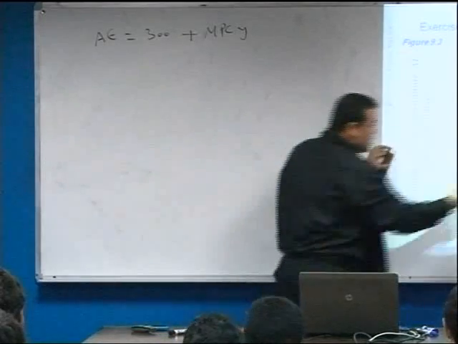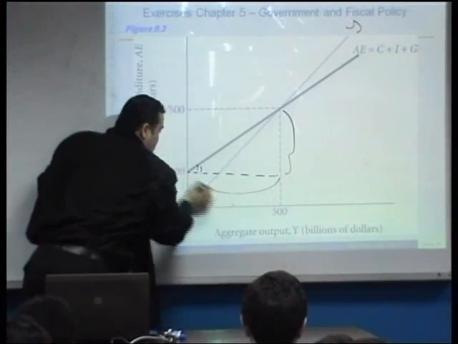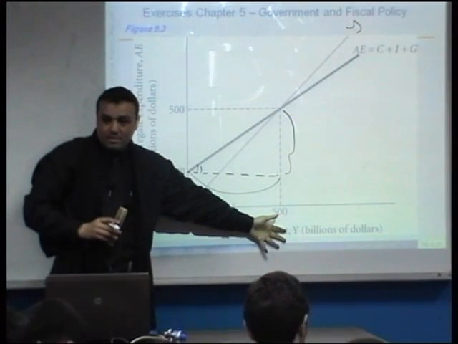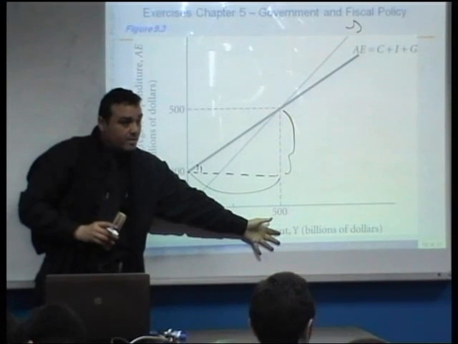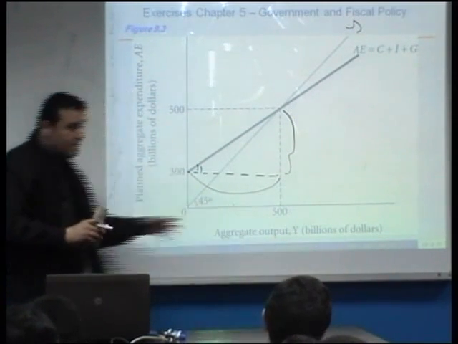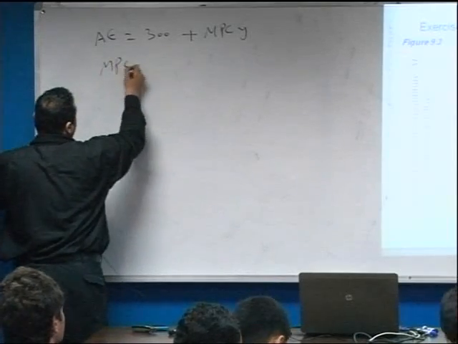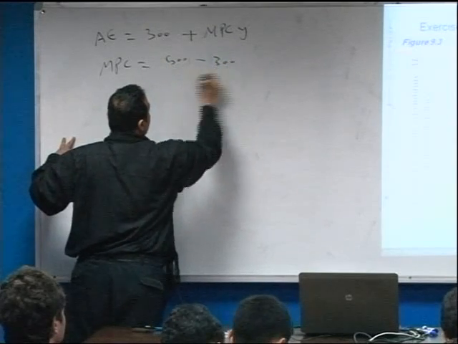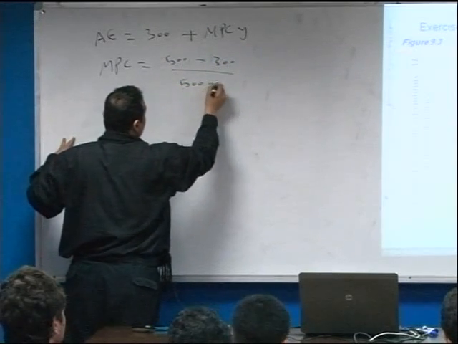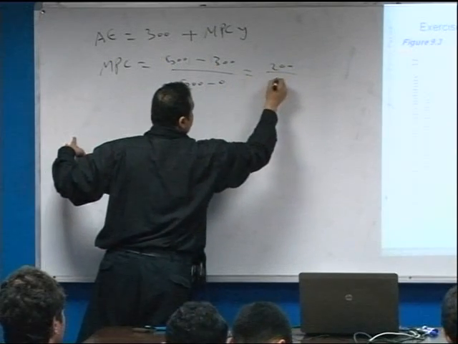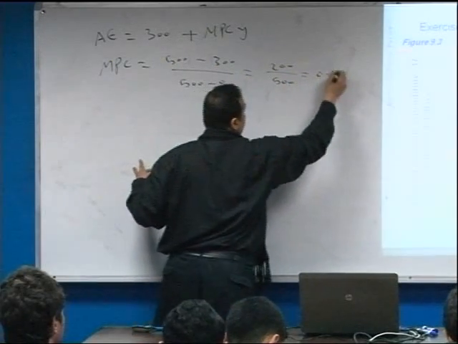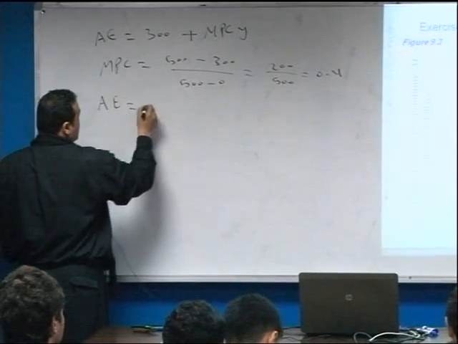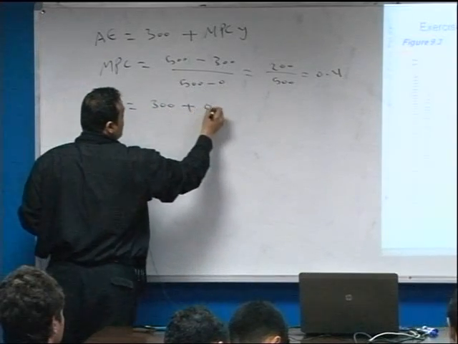MPC equals this distance over this distance. 200 over 500 equals 0.40, right? Exactly. So the MPC in this case equals 500 minus 300 over 500 minus 0. 200 over 500 equals 0.40. So the aggregate expenditure function equals how much? 300 plus 0.4Y.